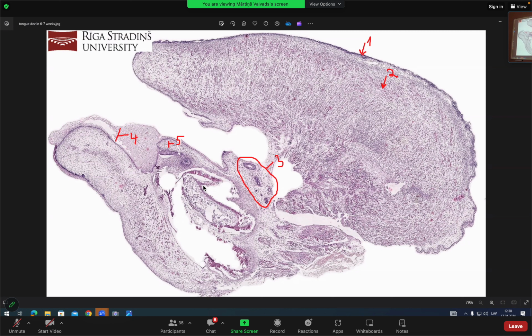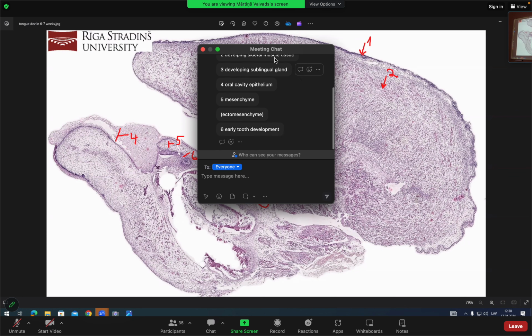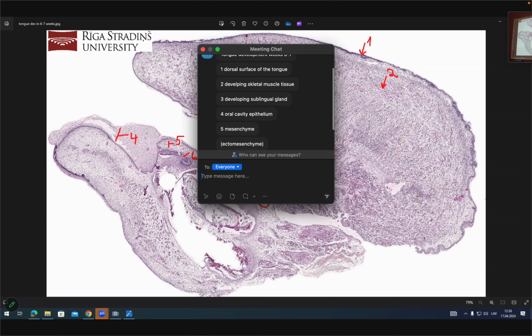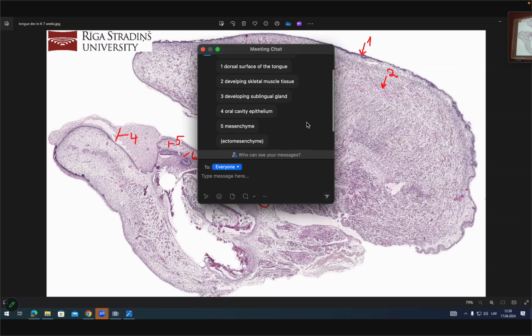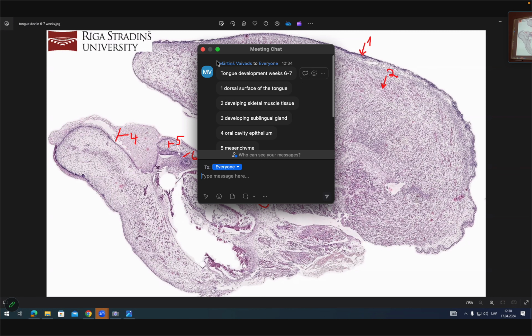What else? You might see some other structures like this one, number 6, the early tooth development. It's in bud stage. In your slide description, it's written cap stage, but in most slides, it's actually the bud stage. If you write early tooth development, it's also a completely valid answer. You don't need to differentiate the stage.